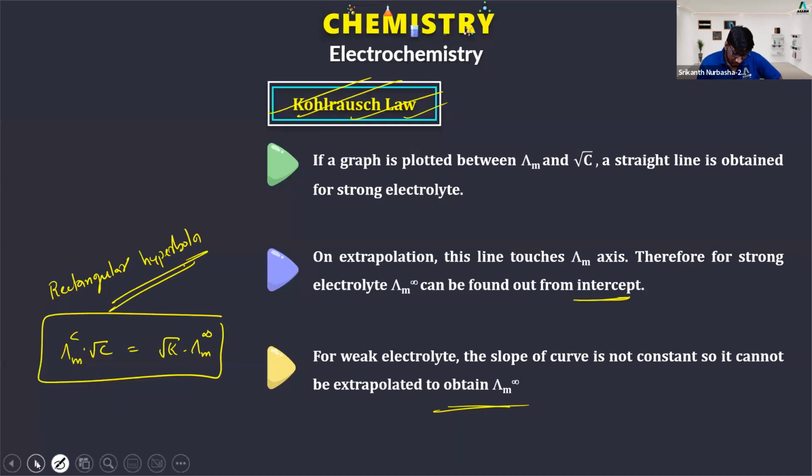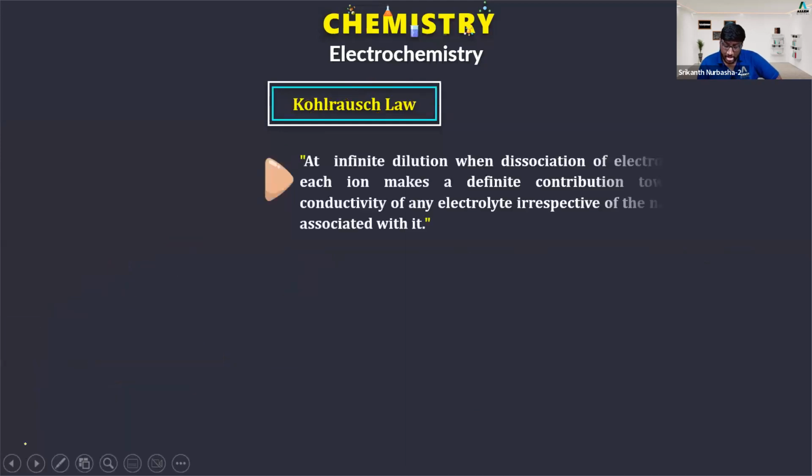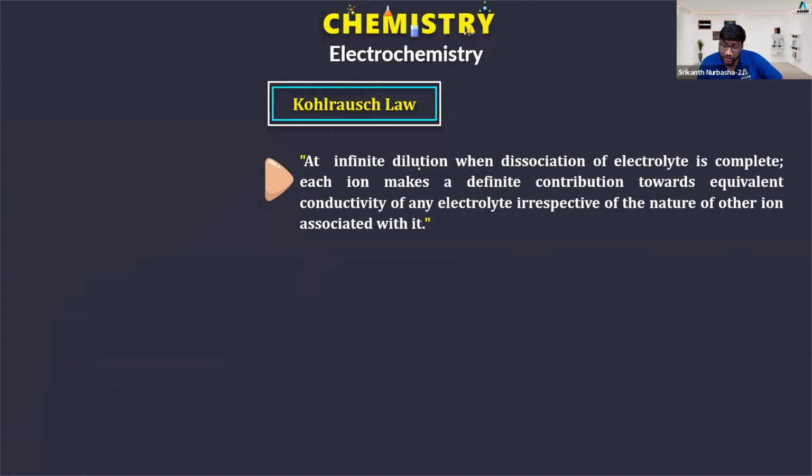Right. So then comes Kohlrausch's law. Kohlrausch's law states that at infinite dilution, when dissociation of the electrolyte is complete, understand this point carefully: at infinite dilution only, dissociation will be complete. Even if you take a weak electrolyte, for acetic acid also we write that the equivalent conductance of acetic acid is equal to the equivalent conductance of acetate ion plus the equivalent conductance of H plus ion. You write like that or not? But we all know acetic acid is a weak electrolyte, a weak acid.